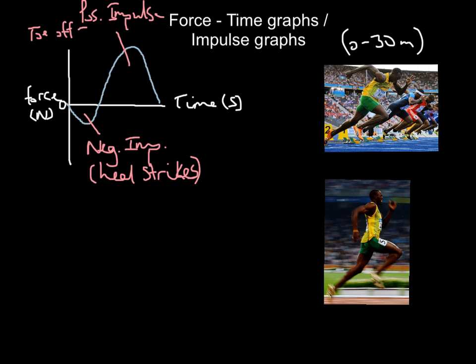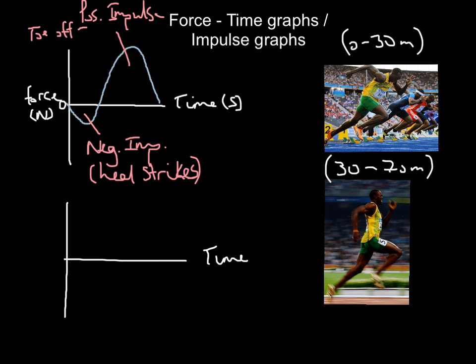What happens when he's at, let's say, 30 to 70 metres in the race? So he's upright running now. He's out of his drive phase, his acceleration phase. He's now into his full flow. What is a force, time or an impulse graph going to look like now? Okay, well again, got time in seconds. And again, I've got force in newtons. And there's 0 again, the worst 0 in the world, but never mind.